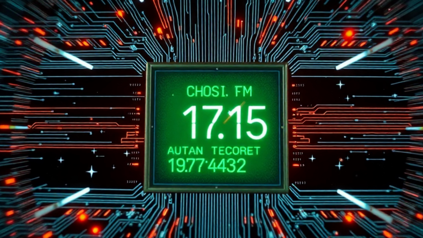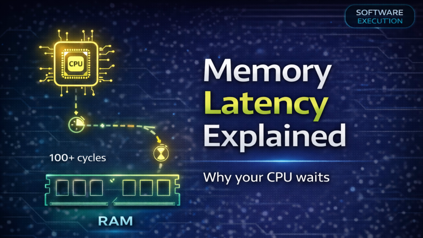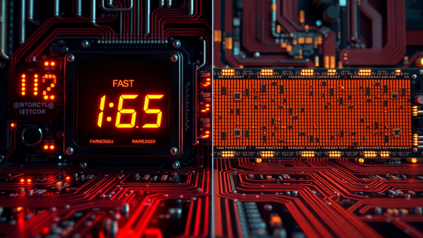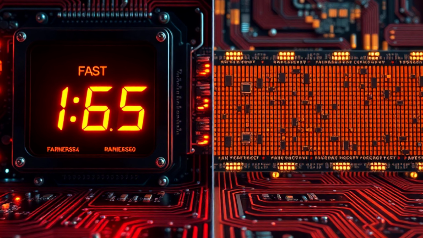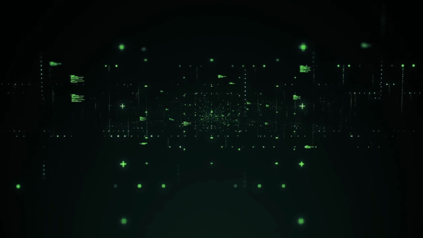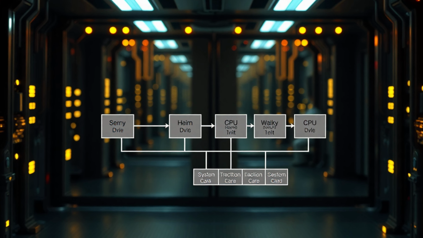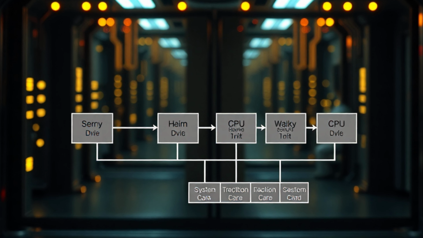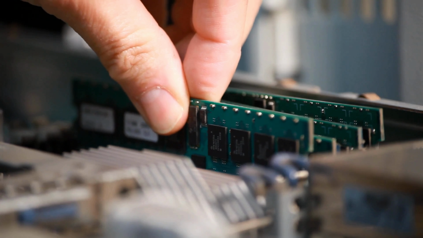Now here's the problem. Modern CPUs can execute instructions in a fraction of a nanosecond, but accessing main memory can take tens or even hundreds of nanoseconds. In CPU cycles, that might mean waiting 100, 200, or even more cycles for a single memory access. That's an enormous gap. While waiting, execution units may sit idle. Even with pipelines and out-of-order execution, if there isn't enough independent work available, the processor stalls. This is why memory latency is often more important than raw compute speed.